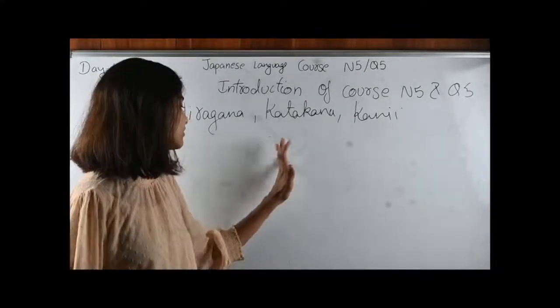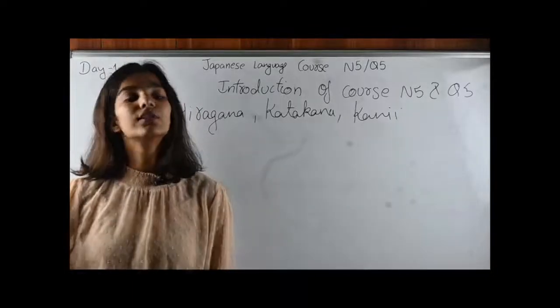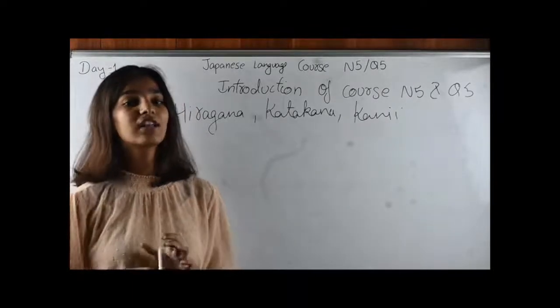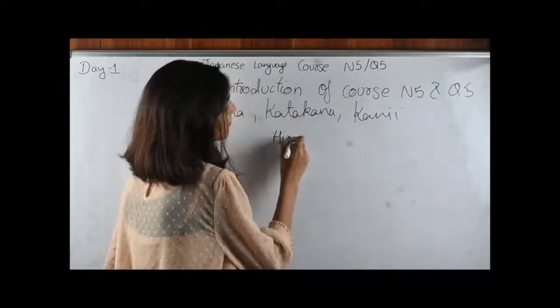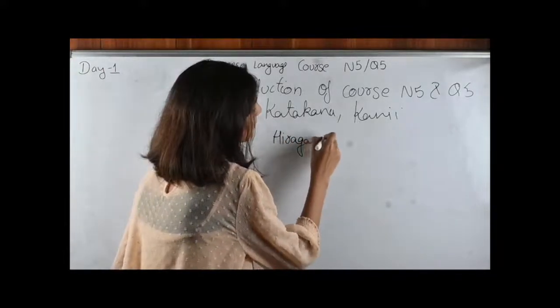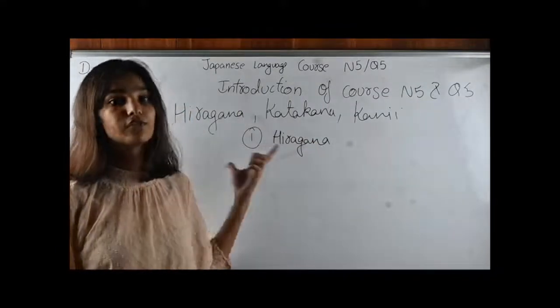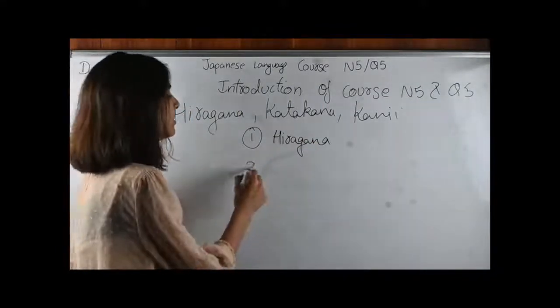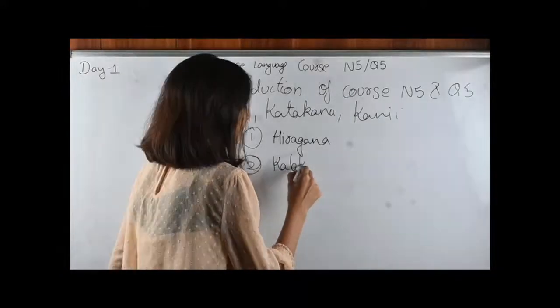So now let us move on. What is Hiragana, Katakana, and Kanji? The first step to start learning Japanese is Hiragana. The first step to study Japanese is you have to know what is Hiragana, and the second is you have to know what is Katakana.